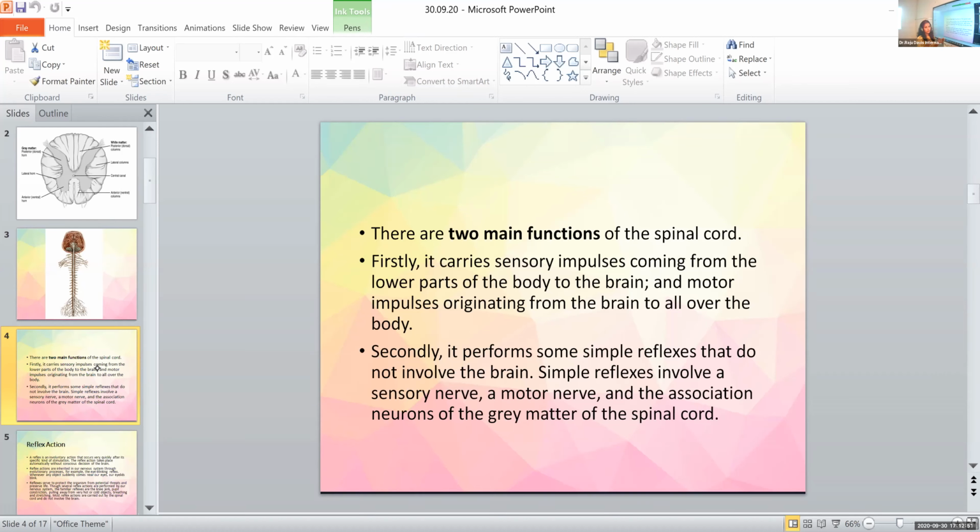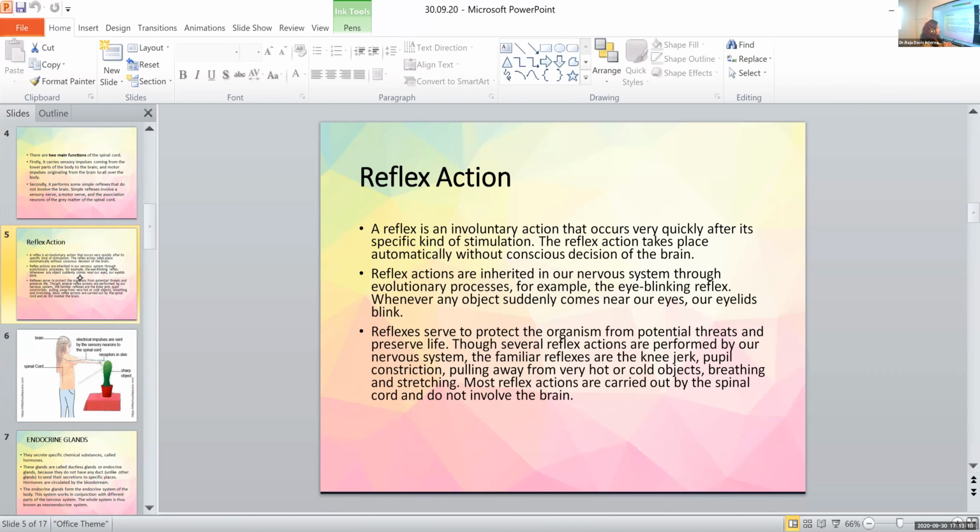And in the reflex action, the part of the central nervous system that is involved is the spinal cord. So the two main functions of the spinal cord: one is relaying information, that is collecting information from the rest of the parts of the body, giving it to the brain, then taking information from the brain and relaying it to different parts of the body. And the second one is the reflex action. Now we'll see what the reflex action is. A reflex is an involuntary action that occurs very quickly after its specific kind of stimulation. The reflex action takes place automatically without conscious decision of the brain.